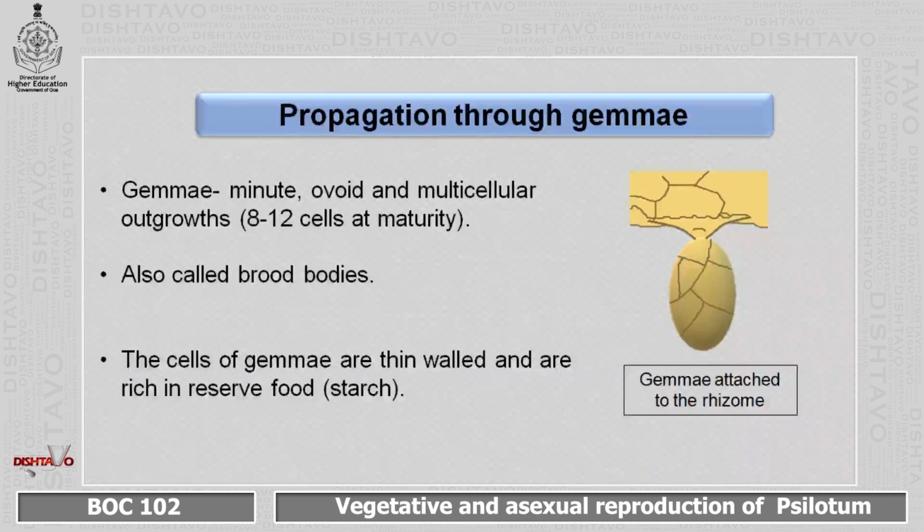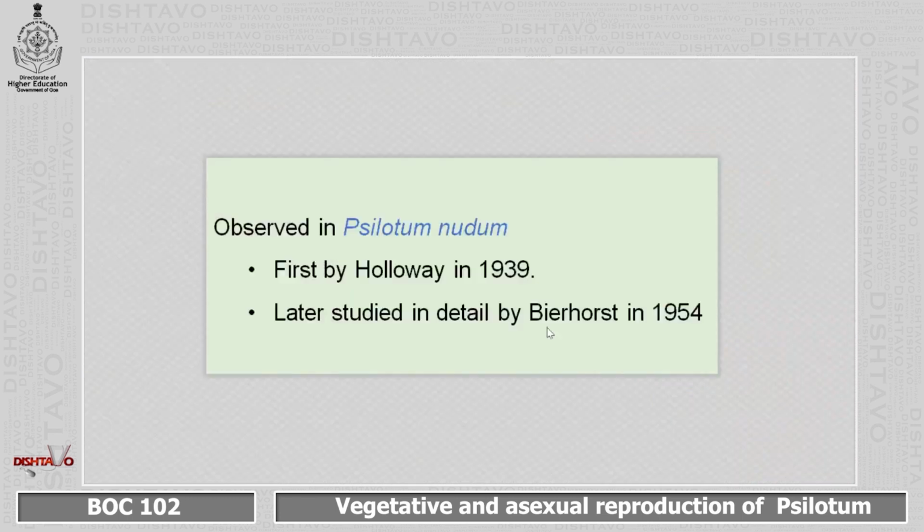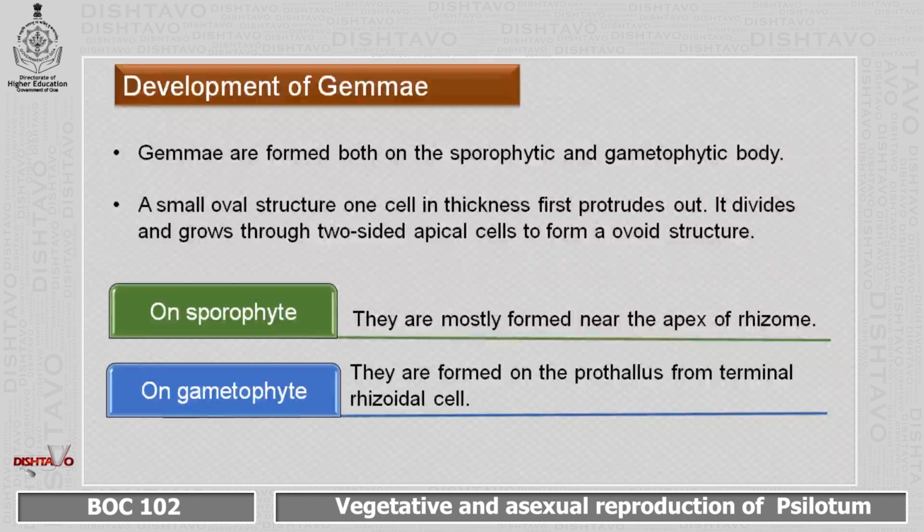This is how the gamete looks when it is attached to the rhizome. The cells of the gamete are thin-walled and they are rich in reserve food, that is starch. Gamete formation was first observed in Xyloterm nudum by Holloway in 1939 and later Weghorst in 1954 studied it more in detail. How do gamete develop?